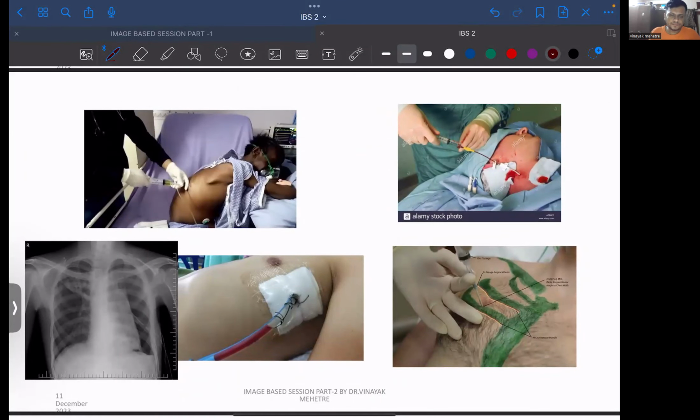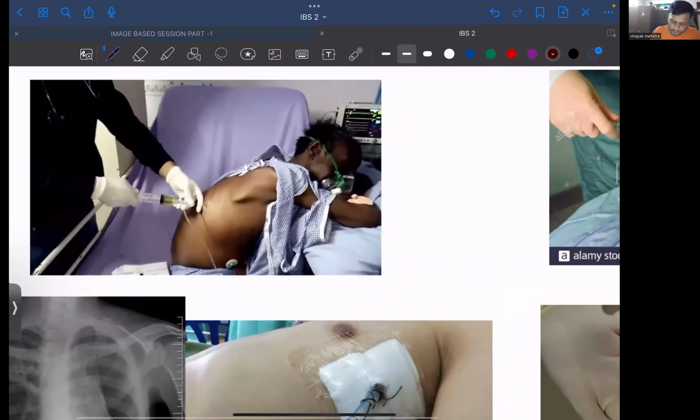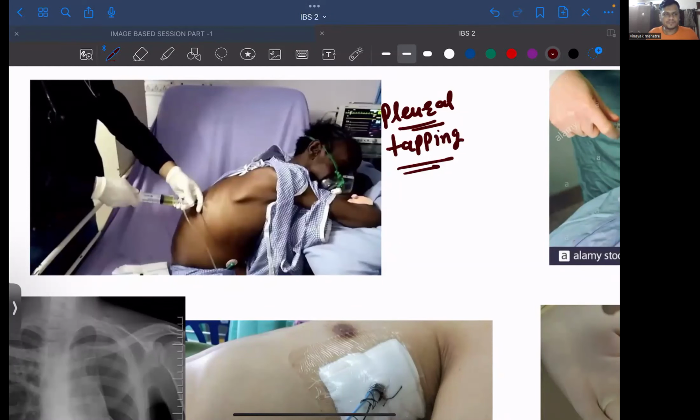Images do come. What is this? A big syringe with a needle going inside the thorax is called pleural tapping. What will we call this? Pleural tapping. A general knowledge question or PSM question or general medicine question.